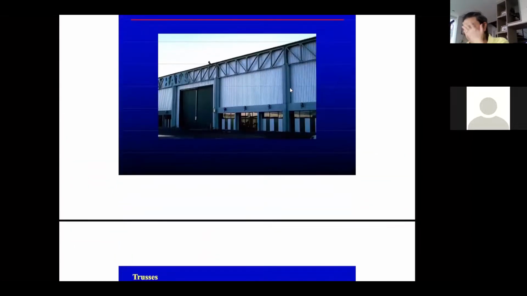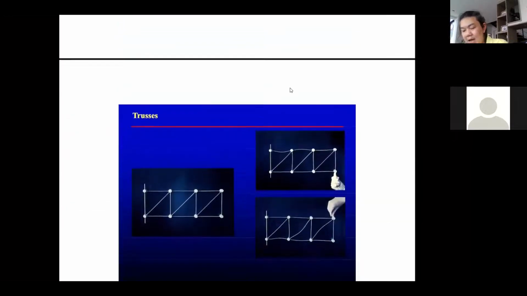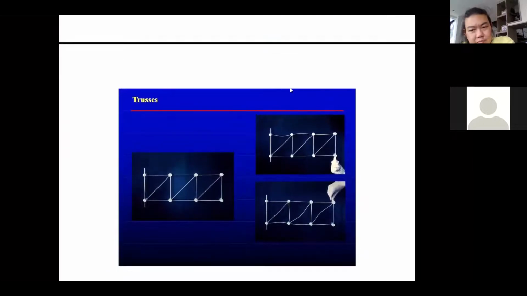Okay, so this is the truss system. Now, generally, there's no better time. I hope you can remember the truss. Can you?